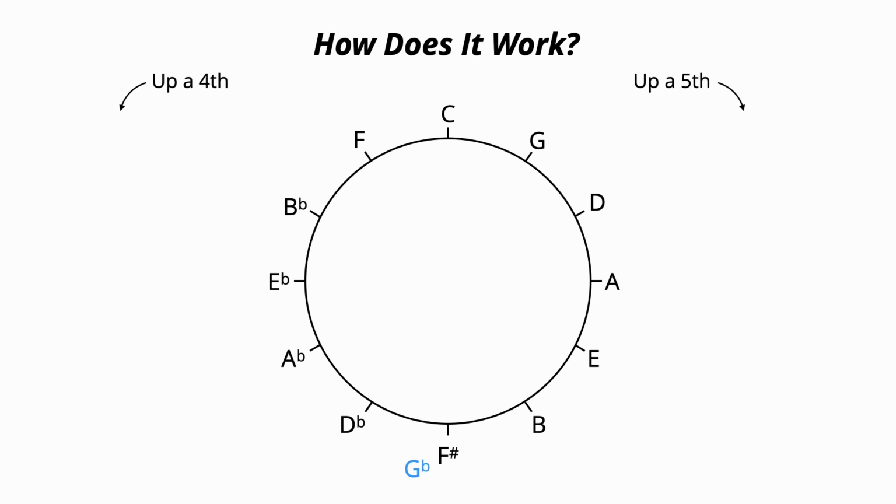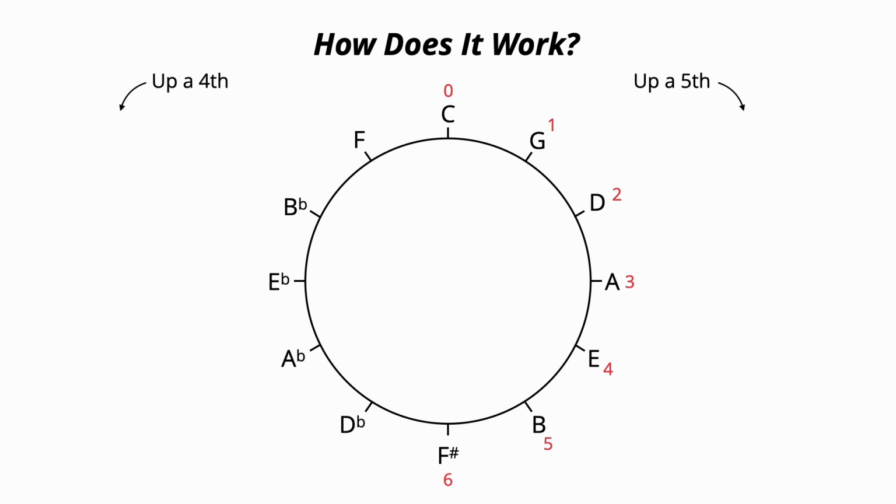So everything on the right-hand side are keys that will have sharps, and everything on the left-hand side are keys that will have flats. Starting at the top center, with C, we have 0 sharps or flats. Moving clockwise, G will have 1 sharp, D will have 2 sharps, A will have 3 sharps, E will have 4 sharps, B will have 5 sharps, and F sharp will have 6 sharps. You should see that we simply counted clockwise 0, 1, 2, 3, 4, 5, 6.